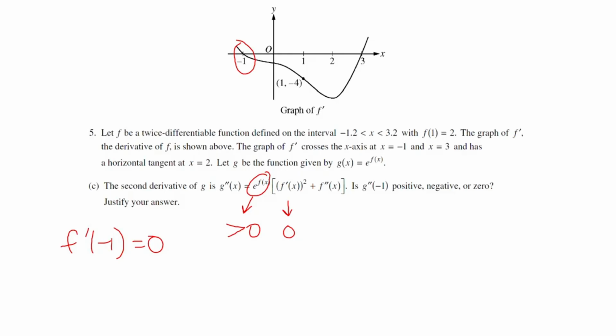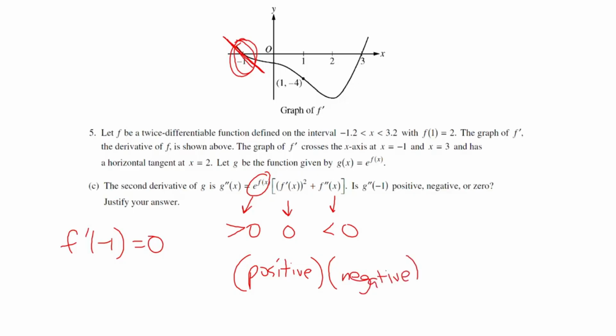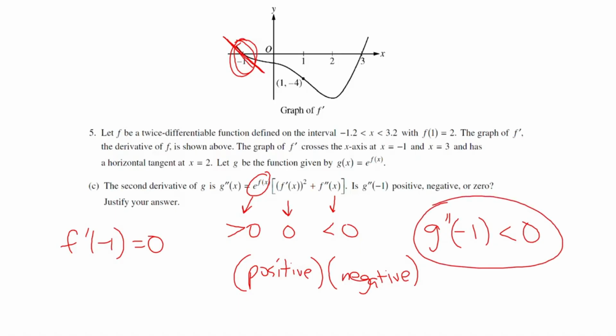And then f double prime of -1 is just going to be the slope of f prime at -1. And we can see that the slope of f prime at -1 is negative, so that's less than 0. So what we've got is a positive, e to the f of x, times a negative here, which means that g double prime of -1 must be less than 0, or it is negative. And we'll probably make a note that f double prime is less than 0 because f prime is decreasing there.